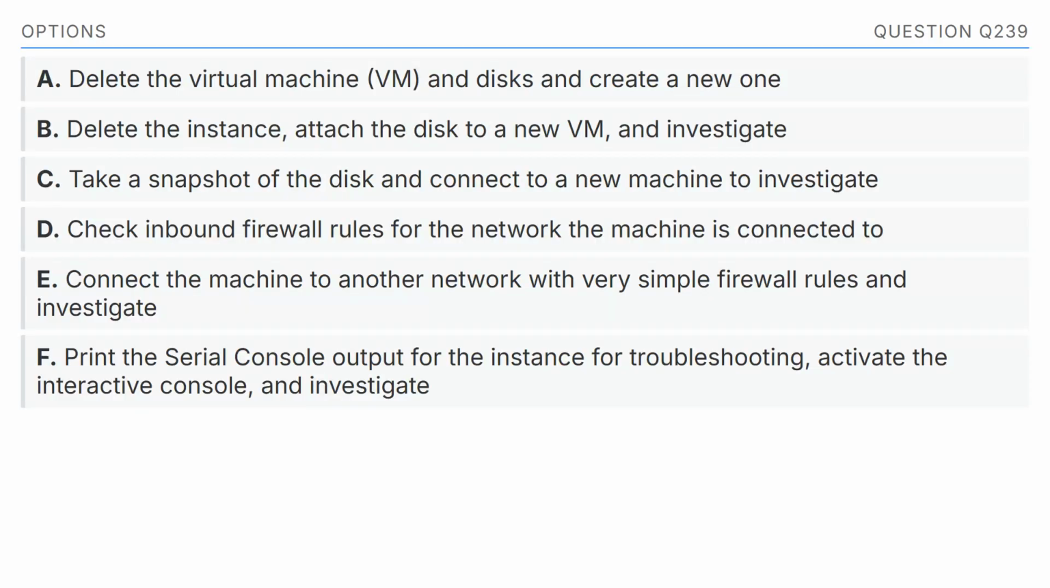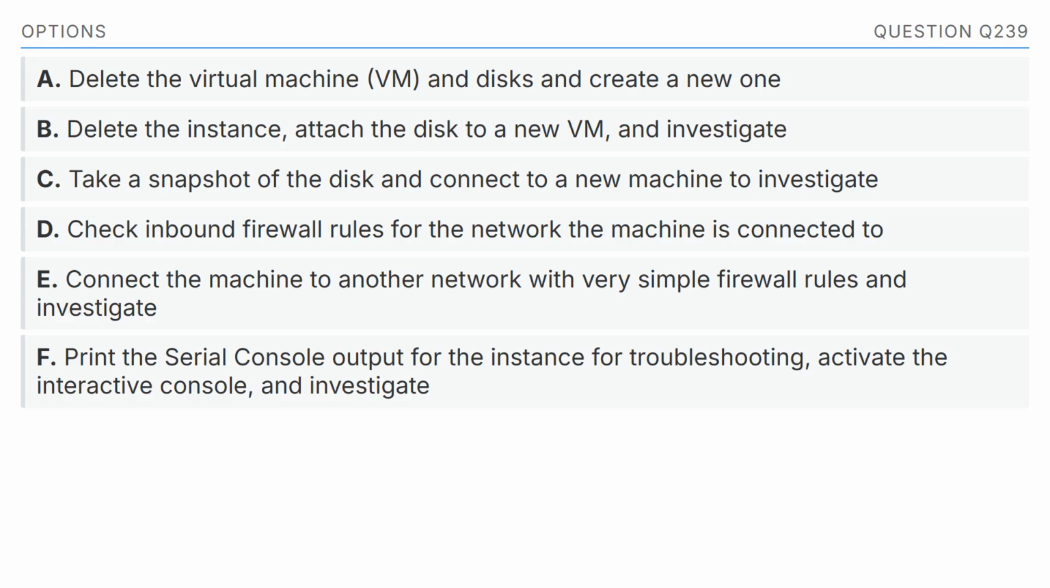The options are: Option A. Delete the virtual machine, VM, and disks and create a new one. Option B. Delete the instance, attach the disk to a new VM, and investigate. Option C. Take a snapshot of the disk and connect to a new machine to investigate.